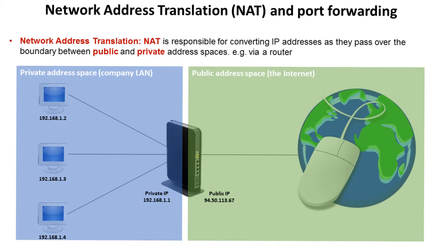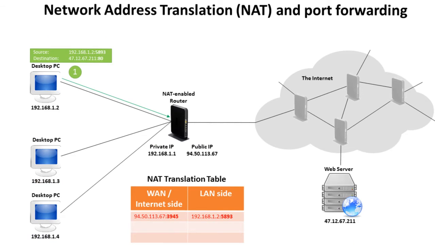The router, as I've mentioned before, has to have two IP addresses. It has a public routable IP address so that the rest of the internet can find it. And then it has a private IP address which is being used internally. Now, it's the job of a network address translation, that's a NAT table, to convert IP addresses as they pass over this boundary from public to private. So let's take a more detailed look at how this works. We're going to step through an example.